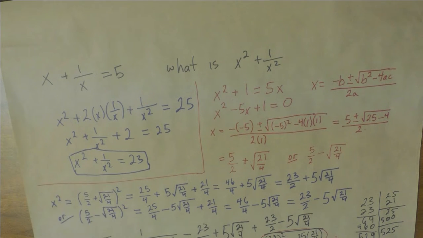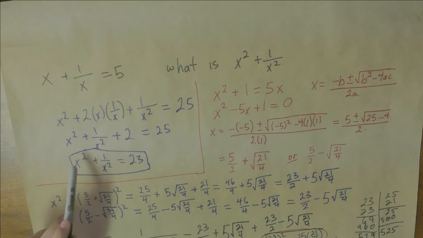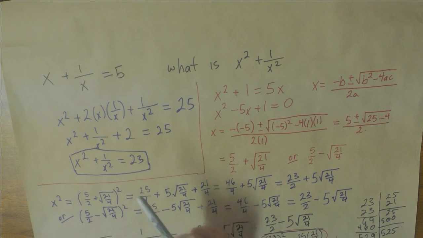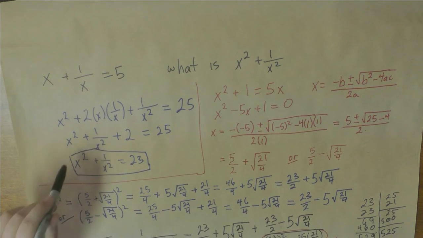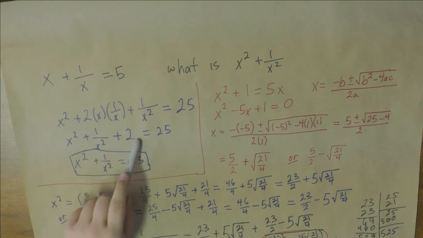My assertion, and somebody in the comments, go ahead and check this, is that x to the fourth plus 1 over x to the fourth would be 527. That's my assertion here. I could very well be wrong. I haven't actually worked it out, but I'm pretty sure I'm right, because this here is exactly what you'd get.